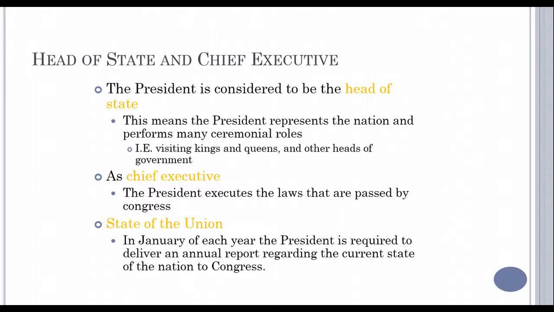Alright, so they are supposed to execute the laws that are passed by Congress and make sure that those things are being implemented in the way that they're supposed to be, which is why the bureaucracy, which we'll talk about later on, is considered to be part of the executive branch.